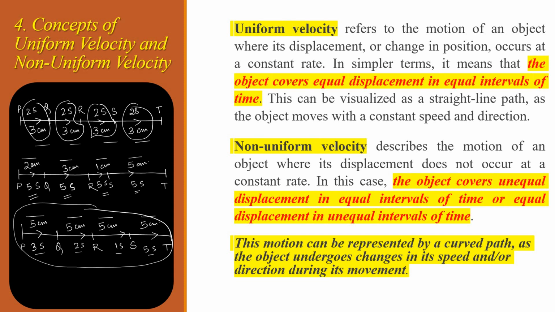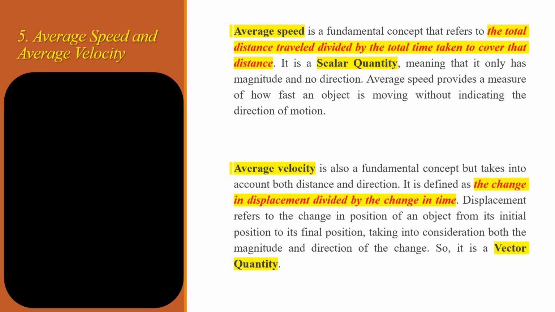Okay, next, average speed and average velocity. Average speed is a fundamental concept that refers to the total distance traveled divided by the total time taken to cover that distance. It is a scalar quantity, meaning that it only has magnitude and no direction. Average speed provides a measure of how fast an object is moving without indicating the direction of motion.